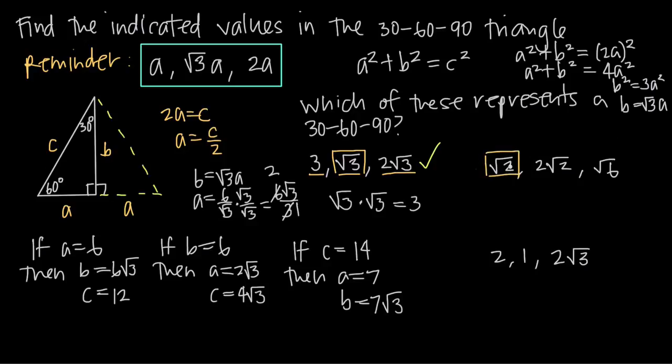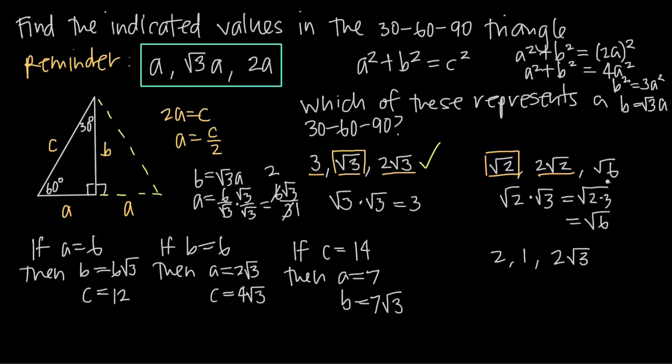So this has to be side length A. The hypotenuse, side length C, is going to be 2 times this value. So this right here has to be the hypotenuse, which means that this has to be the longer leg. And so if I take square root of 2 here, and I multiply it by square root of 3, which is what I always need to do in order to find the longer leg, what I get is the square root of 2 times 3 when I use my radical simplification, which is the square root of 6.